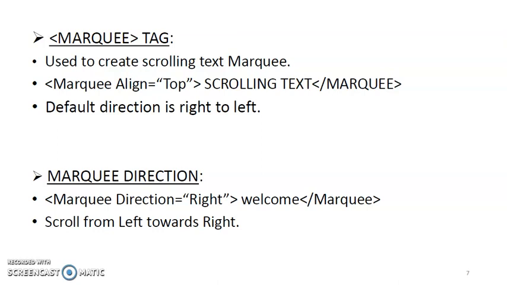Okay, so what is the default direction? It is right to left. If you are not mentioning any direction, then your marquee scrolls right to left only. Okay, see, this is the difference between marquee align and marquee direction. Marquee align is used to set the alignment of the marquee and marquee direction is used to set the direction of your marquee or the direction of your text.